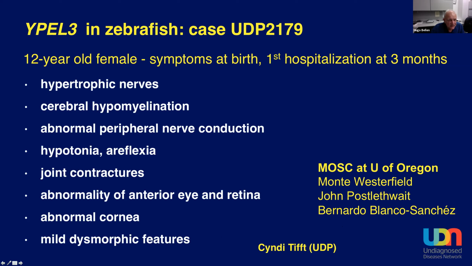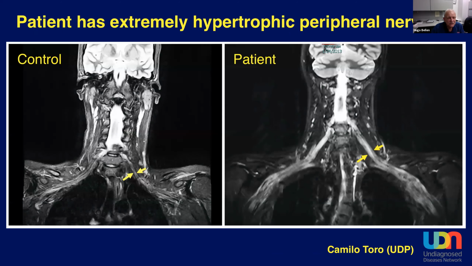So this is a single individual carrying a de novo mutation in this gene, and when they performed imaging, they noticed that this girl had massive hypertrophy of the peripheral nerves when compared to normal individuals. So here you have the sciatic nerve, pretty condensed, and here you have this vastly broadened sciatic nerve. This was observed not only in the sciatic nerve, but in other nerves as well.